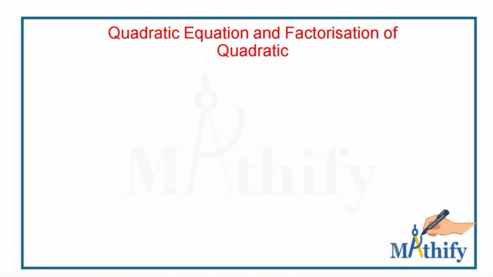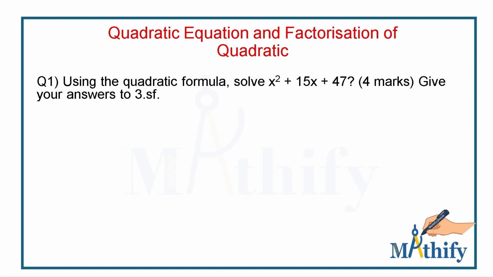Today we'll be covering the 10th and 12th topic for GCSE Higher Maths Paper 2, courtesy of quadratic equations and factorization of quadratics. Here is an exam style question to go through together. Using the quadratic formula, solve x squared plus 15x plus 47. 4 marks. Give your answers to 3 significant figures. I will show you how to get 4 marks for this question and how to break them down step by step.